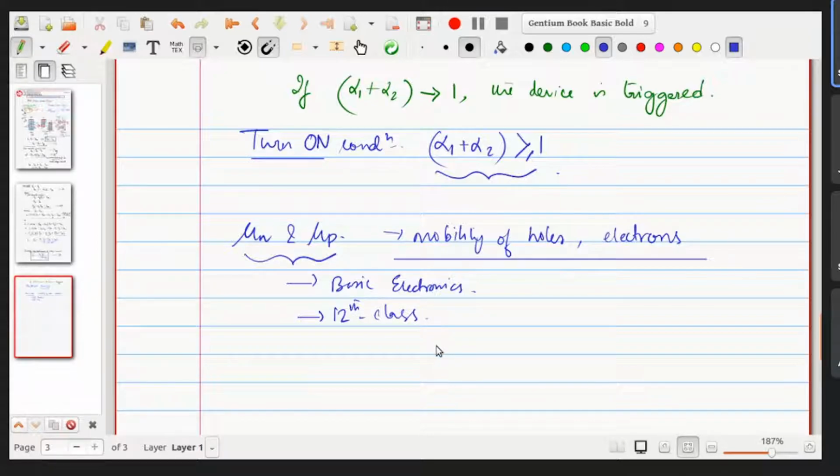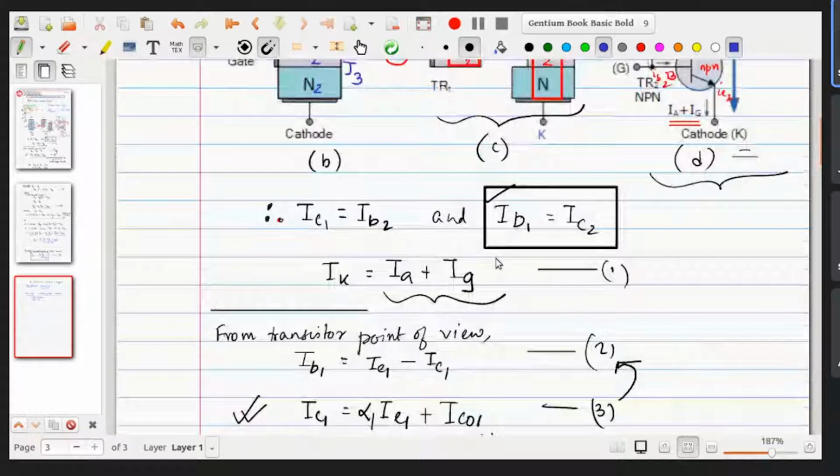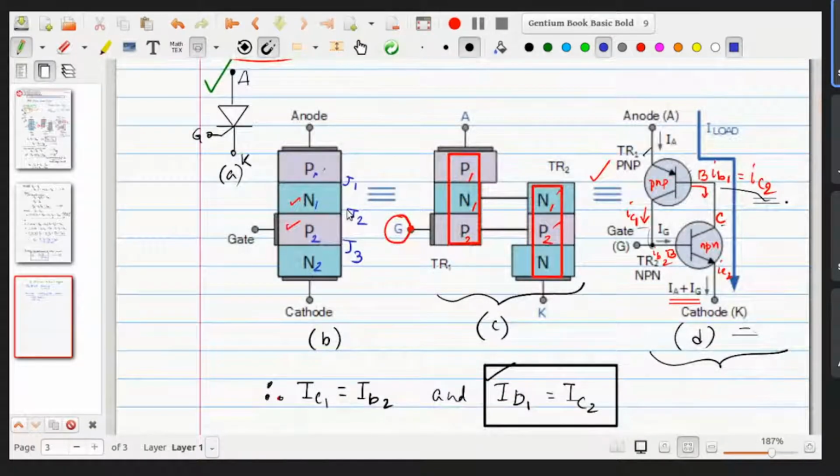Okay, so at the junction J2, let's come back to this particular N and P. This junction J2 is very important because it lies between N1 and P2. If we can increase the breakdown voltage of the junction J2, that provides the required condition for the breakover. This is point 1. Then what is the next point?